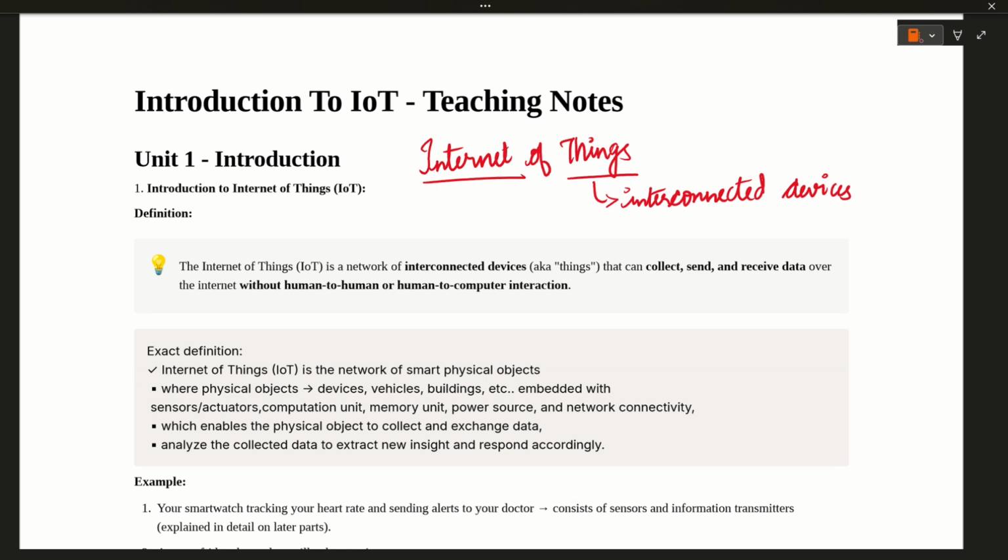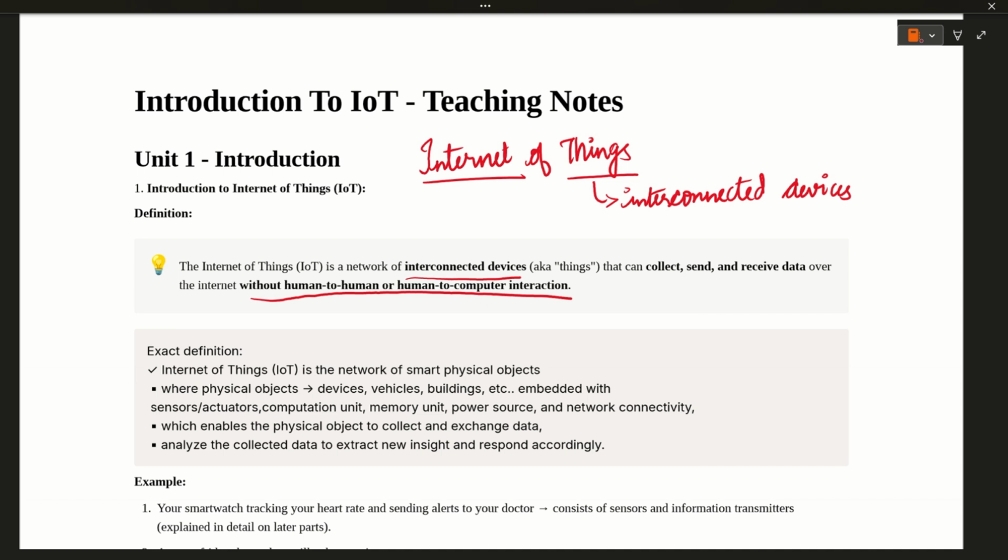Internet of Things is a network of interconnected devices, as I said before, that can collect, send and receive data over the internet. This is a very important point. Without human to human and human to computer interaction, the things communicate by themselves, so they don't need any sort of human assistance. I mean, it requires it obviously, but it's not direct human to human or human to computer interaction. These things just talk among themselves and give us only the necessary information. That is the short definition of the Internet of Things.